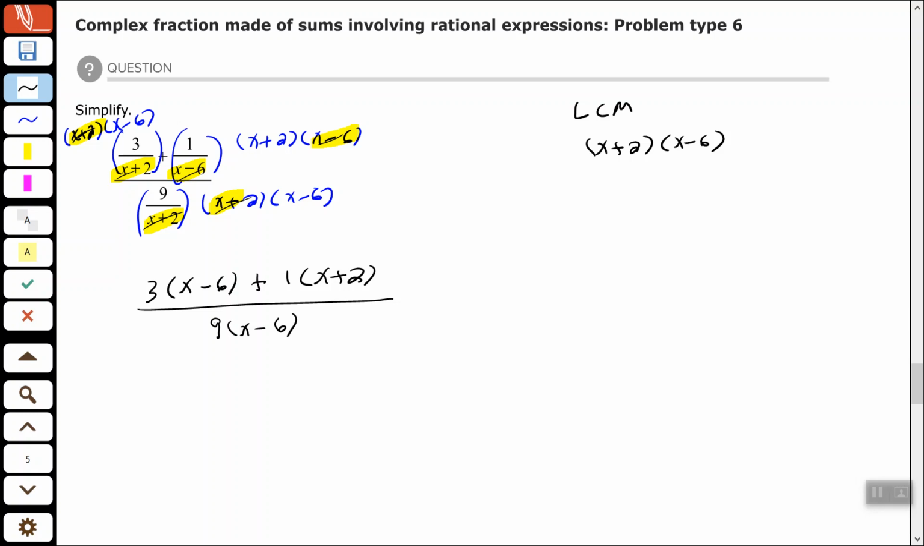My denominator, I'm not going to mess with that. I don't have to add or subtract anything. It's already factored. So I'm going to leave it like it is. My numerator, I need to work on it. So let's start off by using the distributive property.